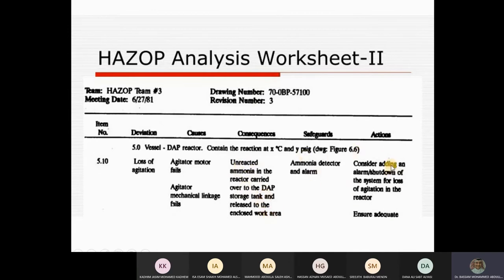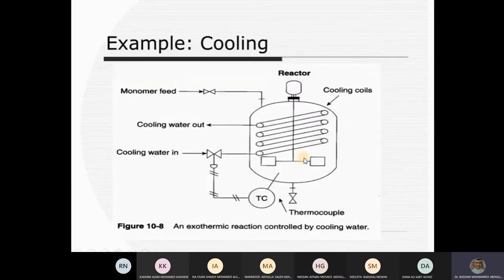And again, the same thing here. And we are considering a shutdown if the agitation stops, okay? And there's something more, of course, here. I'm just showing you a cut of that thing. This is an example that we have taken before.